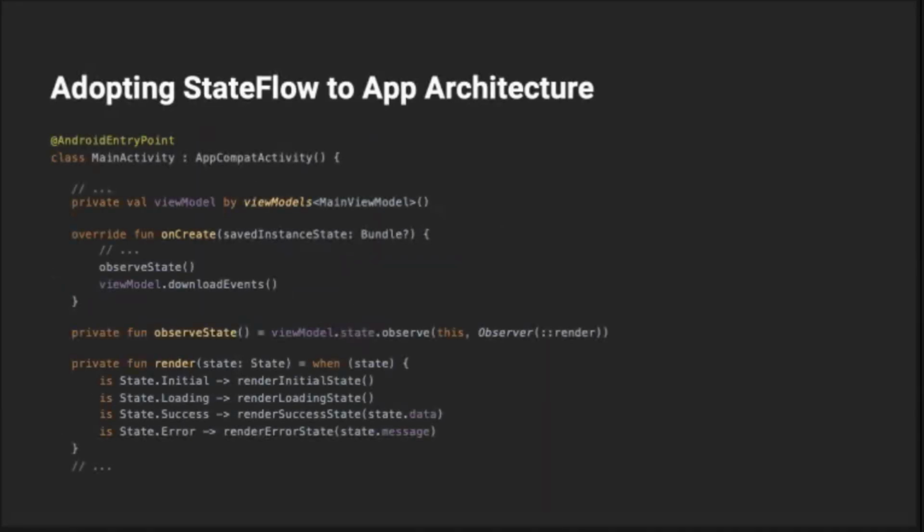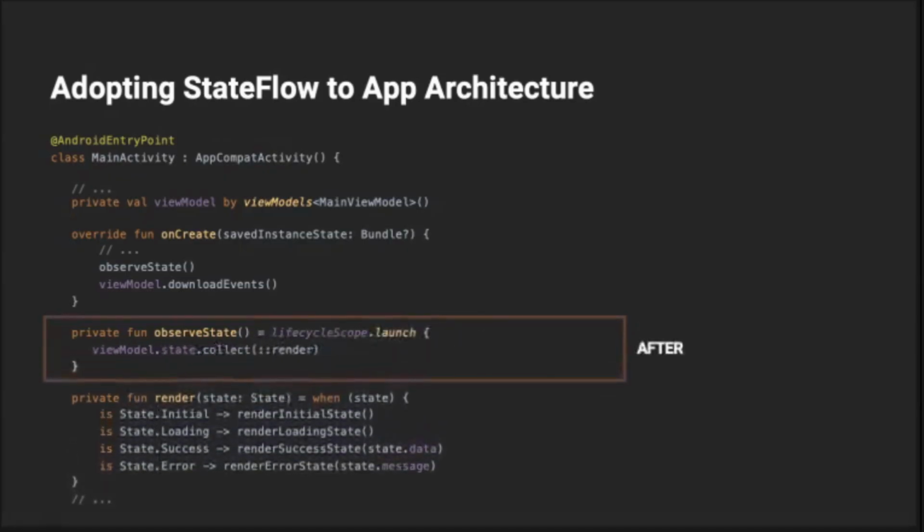Let's say we have a main activity which consists of a private view model field, and an observe state function which observes the state changes, triggered at onCreate before downloading the events. And we also have a render function to render the current view state. If we are migrating to StateFlow, all we need to do is to change this part to this.